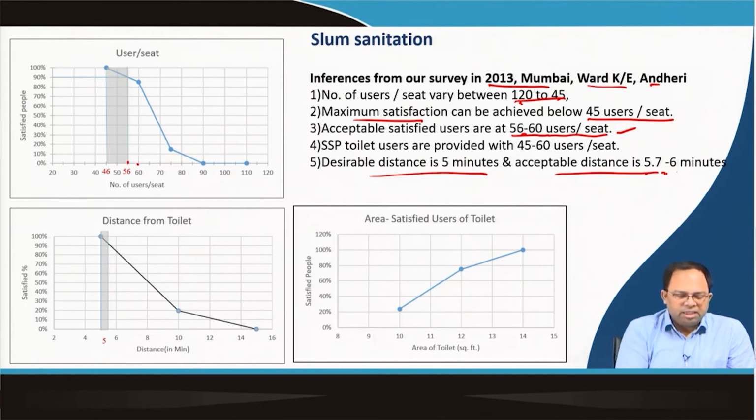This is a similar chart for distance from toilet. You can see that the existing range starts from 15 minutes to 10 minutes and so on. People are more or less satisfied when the distance is around 5 to 6 minutes. So, this is the range that they want. Then for area inside toilets, at around 10 square feet the satisfaction level is around 20%, but when it improves to around 13 to 14 square feet, people are more or less happy.